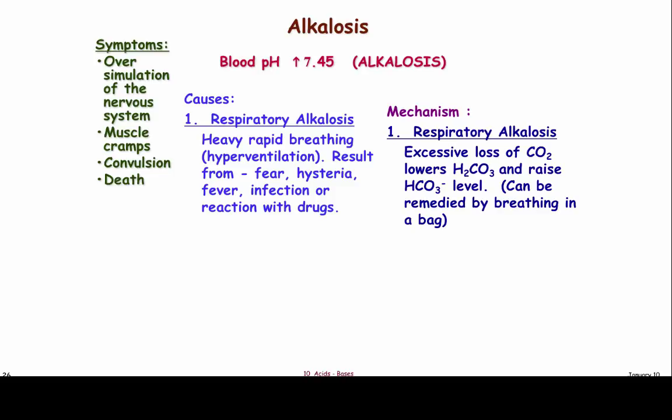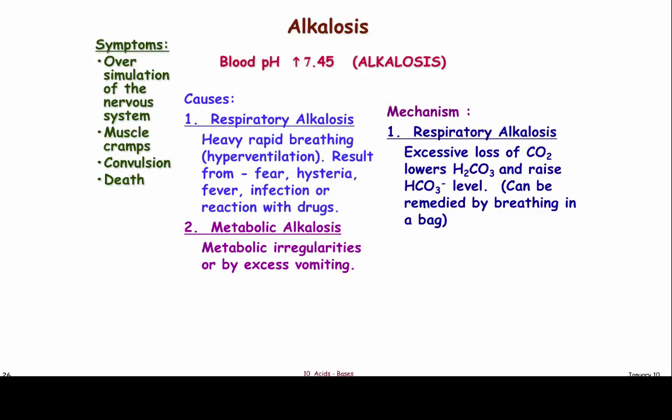So how do you remedy this? Well, you breathe in a bag and you breathe back in some carbon dioxide, so it reacts with the water in your body to form carbonic acid. Metabolic alkalosis, basically you can induce it by having vomiting episodes, in which case you eliminate natural acids from your body.